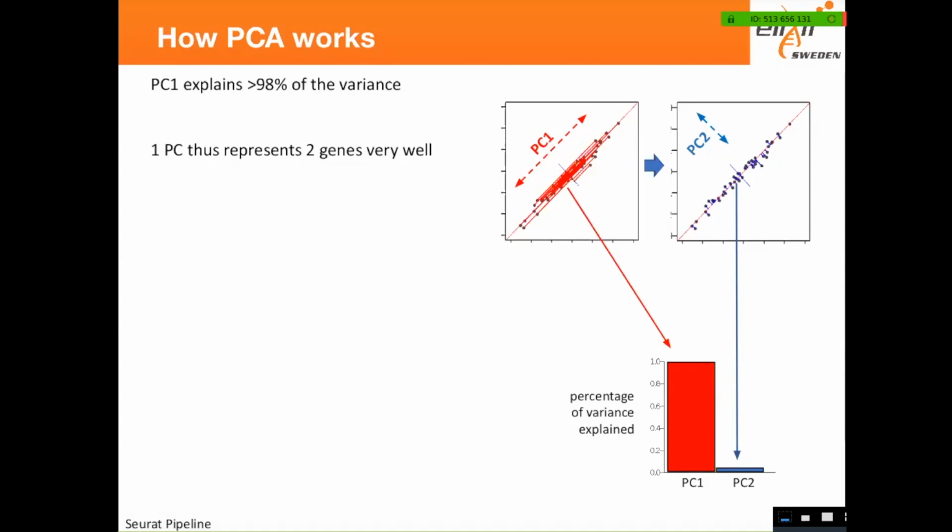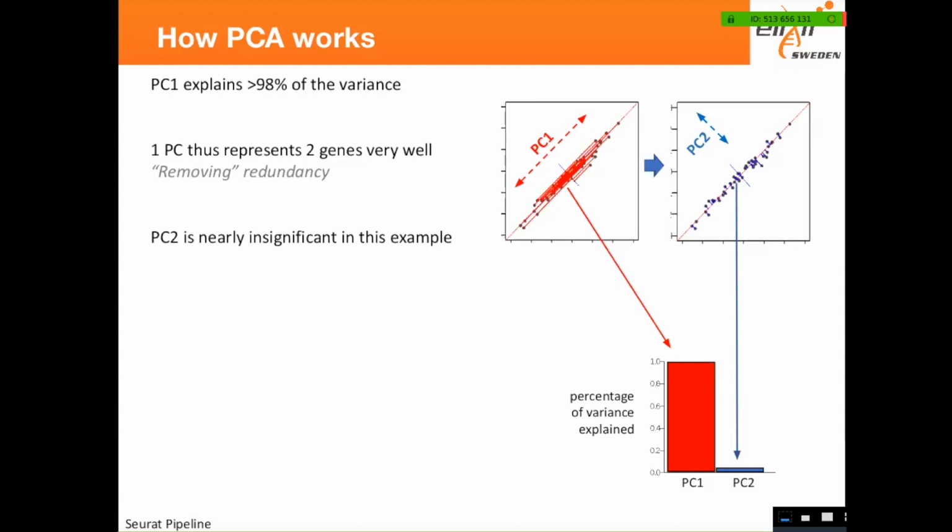So let's say that you have 20,000 genes. Principal component 1 will actually represent maybe half of those genes very, very well. That depends also on the data set you have. And that's how you can also remove redundancy in your data.